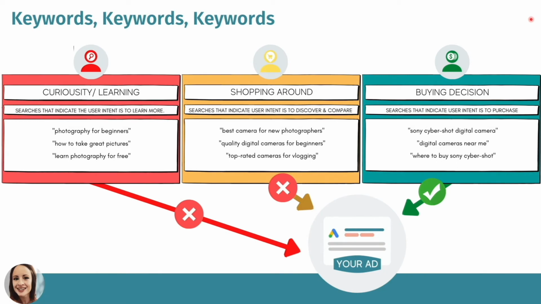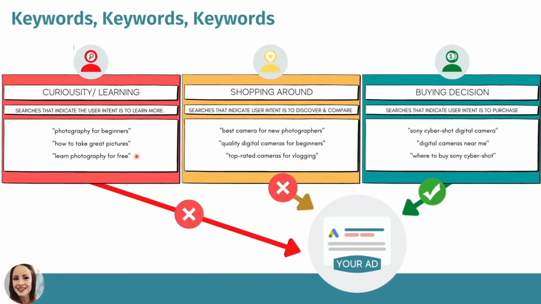More about this because it's important. When we think of somebody that's in a curiosity learning phase, they will sometimes search something that indicates that they are looking to learn more. For example, here we go. Photography for beginners, how to take great pictures, learn photography for free.